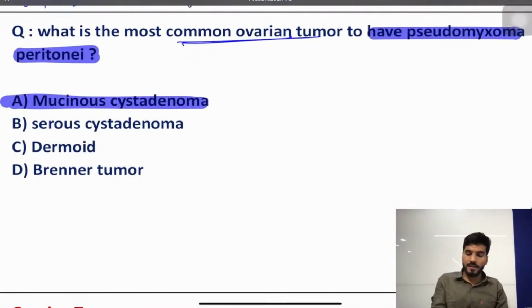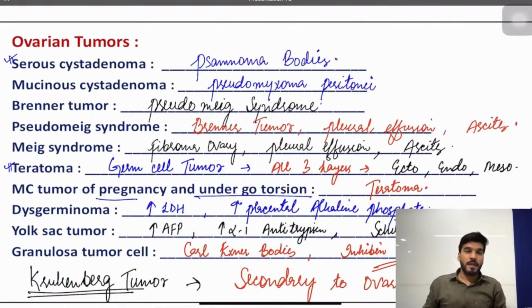Now, if a patient has pseudomyxoma peritonei, it's associated with mucinous cystadenoma. Okay. Now, ovarian tumors: serous cystadenoma with psammoma bodies. Mucinous में क्या होगा? Pseudomyxoma peritonei. Brenner में we have pseudo-Meigs syndrome, okay, with pleural effusion and ascites. Meigs में fibroma ovary, pleural effusion and ascites.